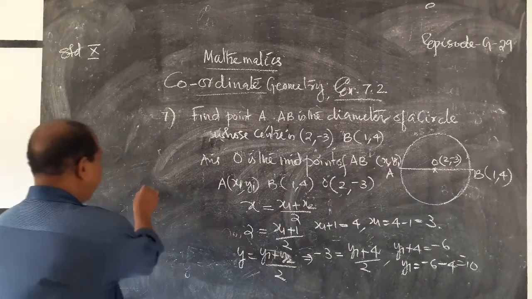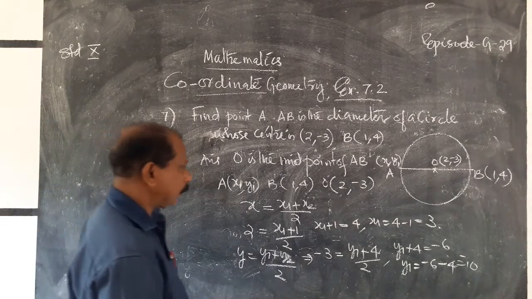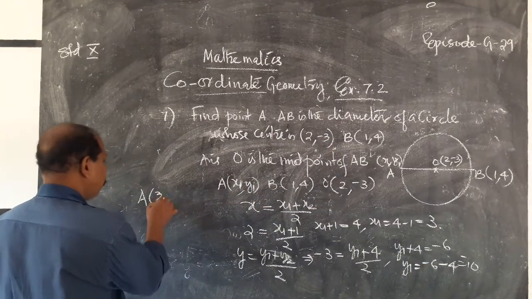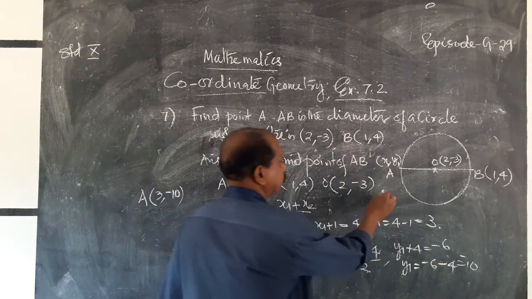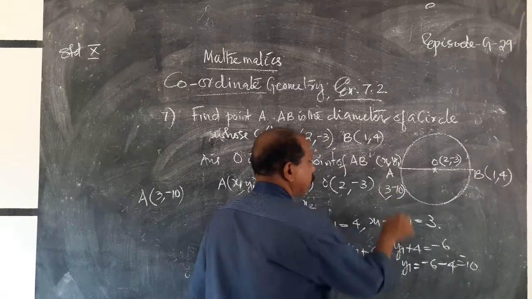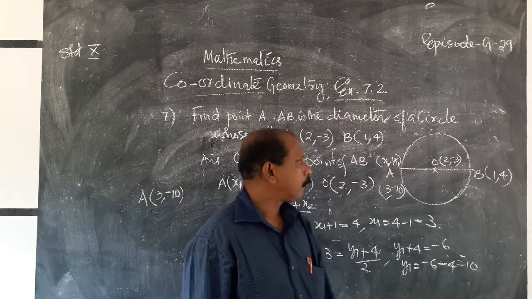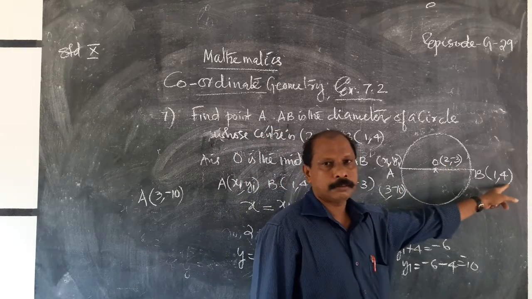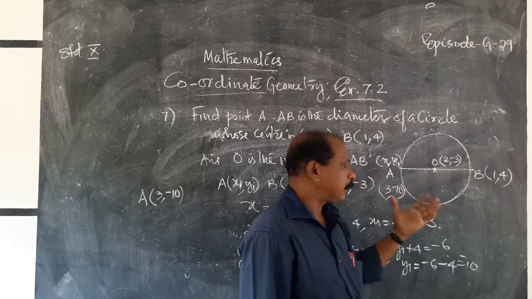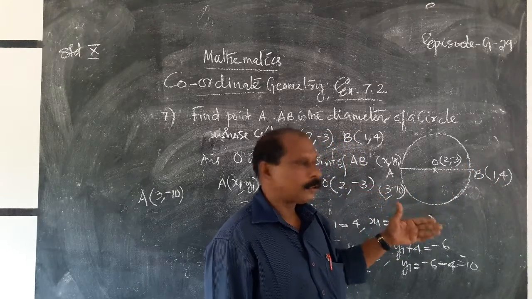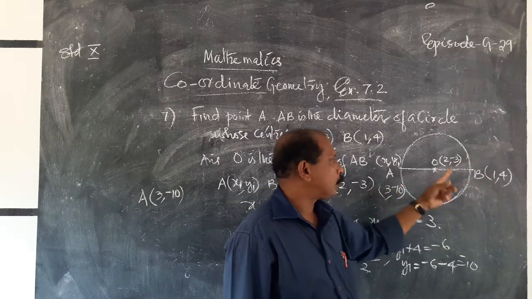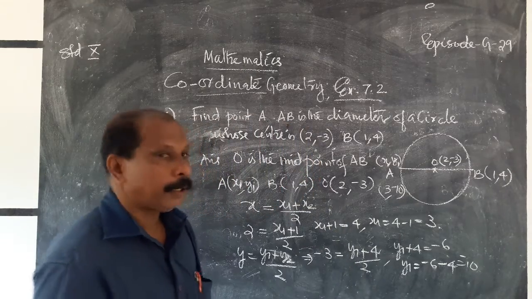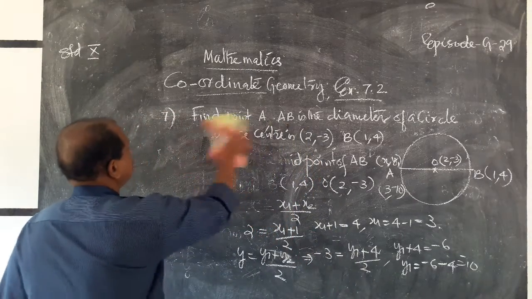Therefore, A is x equal to 3 and y equal to minus 10, that is (3, -10). To verify our answer: 3 plus 1 is 4, 4 by 2 is 2. Minus 10 plus 4 is minus 6, by 2 is minus 3. That means 3 plus 1 by 2 is equal to 2, and minus 10 plus 4 by 2 is equal to minus 3. Therefore, (3, -10) will be the other point of that circle.